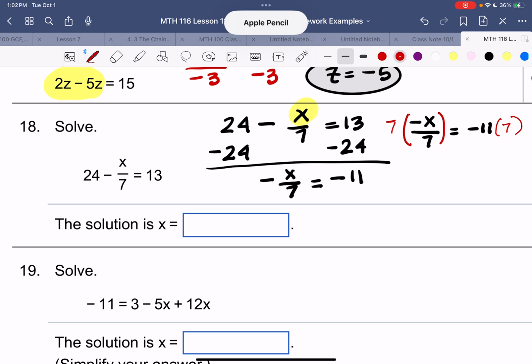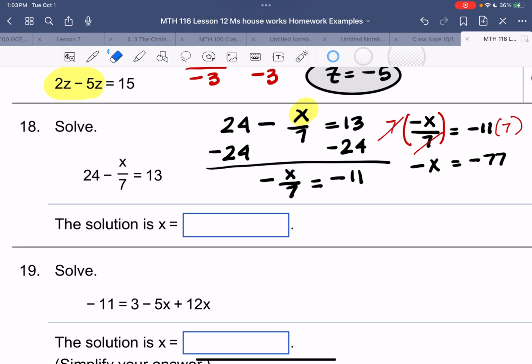I got to do it on both sides. 7 divided by 7. 7 on top, 7 on bottom. Now, it's going to leave a negative x equals negative 77. Now, remember, our goal is to get a positive 1x. Okay? So there's a negative 1 being multiplied there. So I'm going to have to divide both sides by negative 1. And that's going to leave me with a positive 1x, and this side's going to be a positive 77.